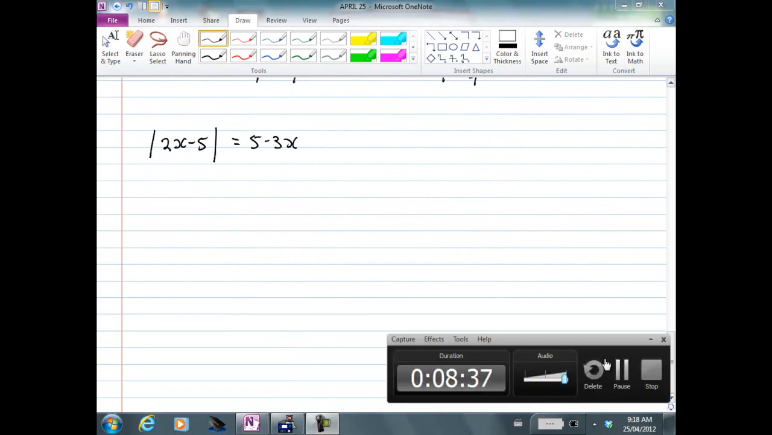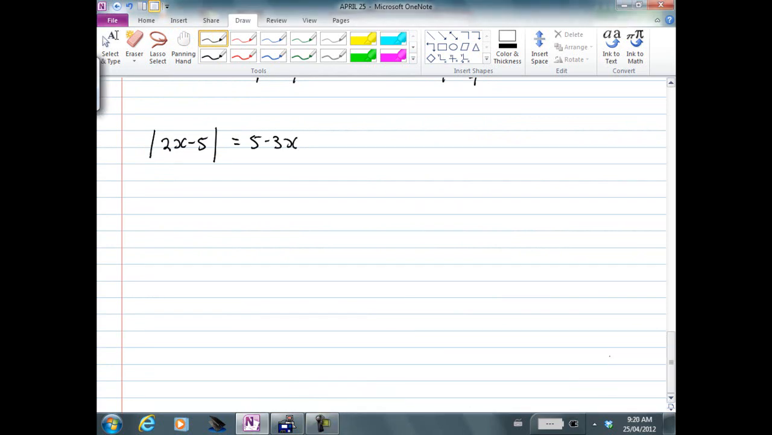I'm going to pause it. Let's figure this one out. What I like to do, again, I see absolutes, so I know I have to have cases. And I always like to do this. I go case 1. In case 1, I'm going to make it a positive. So let's keep it simple. 2x - 5 equals 5 - 3x. I keep it simple. I only change the stuff inside the absolute values. Now I move things over. You get 5x equals 10. x equals 2. Then I do case 2.